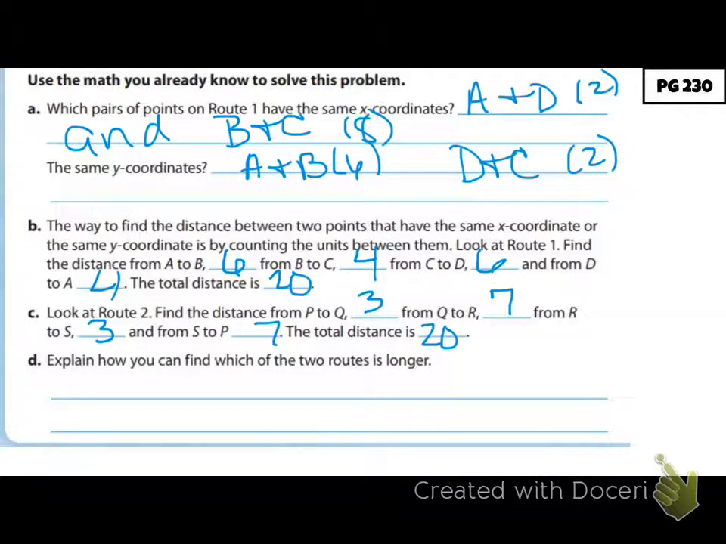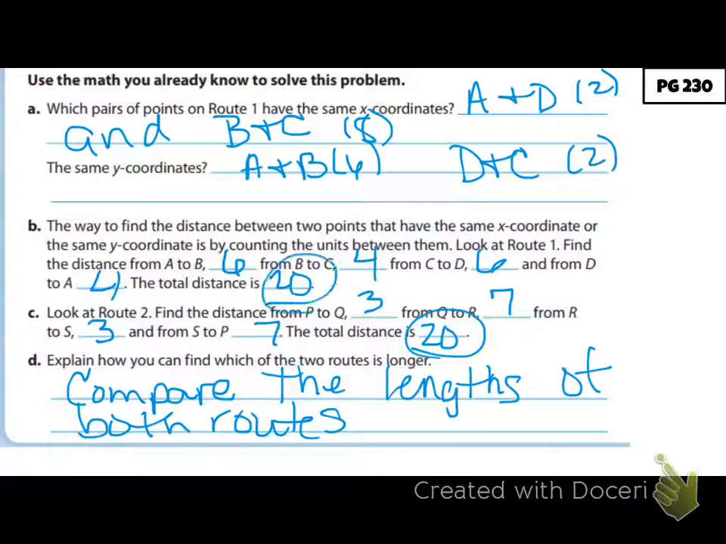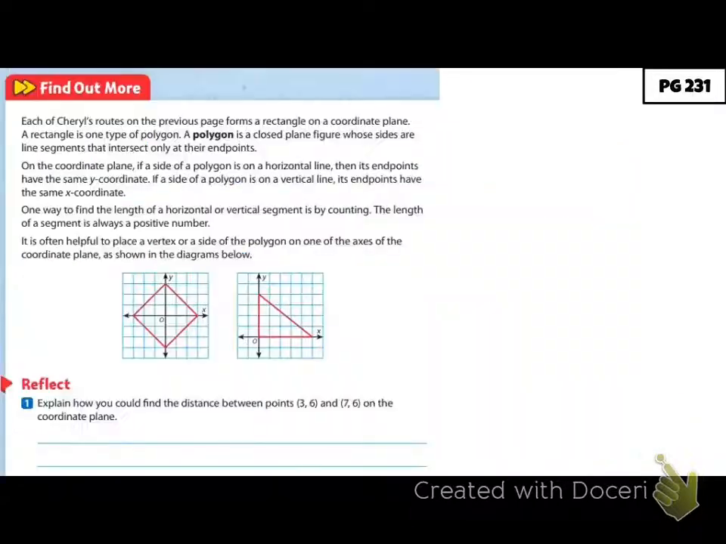D says, explain how you can find which of the 2 routes is longer. Well, we would have to compare the lengths of both routes. When we do that, we have 20 and 20, so we can say they are the same. So let's go and find out a little more.